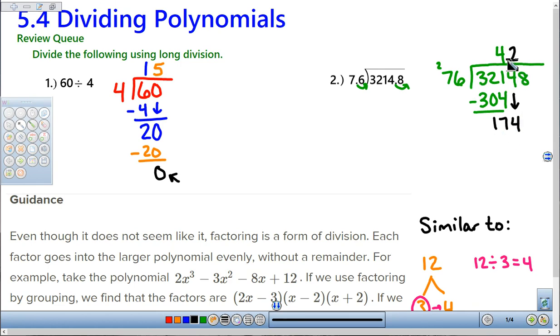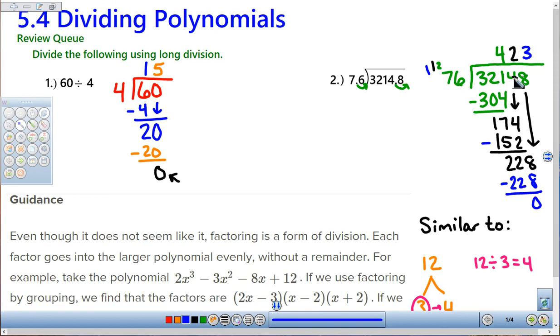So let's multiply this. 2 times 6, 12. You get your 1. 2 times 7, 14, plus that 1 is 15. And we're going to get 22. Bring down the 8. Does 76 go into 228? Yes, it does. How many times? I think this one's going to be 3. I think it's going to work out perfectly. 3 times 6 is 18. 3 times 7 is 21. Add the 1, we get 22. Subtract those, and you get a remainder of 0.